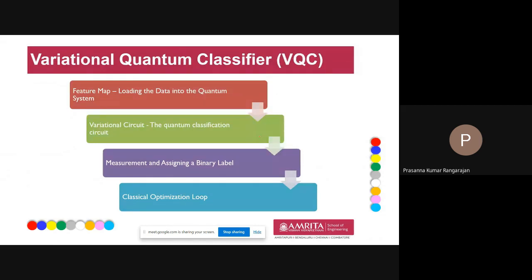I just wanted to explain one or two concepts, but I'll give a bird's eye view of the variational quantum classifier, VQC in short. I think you might be familiar with what a classifier is, right? Can someone tell me what a classifier is? Used to assign a class label.